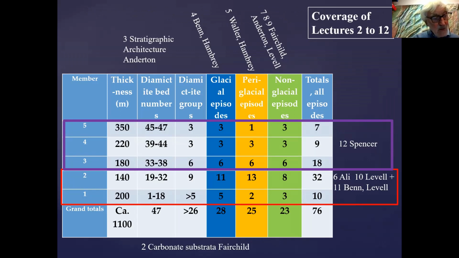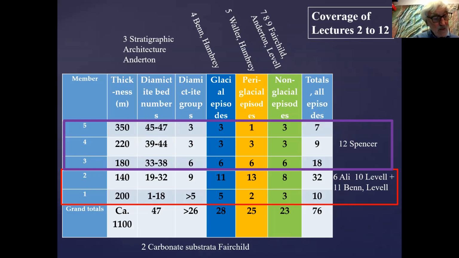Here I have used the table of climatically related episodes to show how the lectures cover the stratigraphy and the subject matter. Lecture 2 by Ian Fairchild will describe the carbonate formations beneath the Port Askaig Formation. Lecture 3 by Roger Anderton will explain the stratigraphic setting of the formation. Then lectures 4 to 9 will cover particular topics.